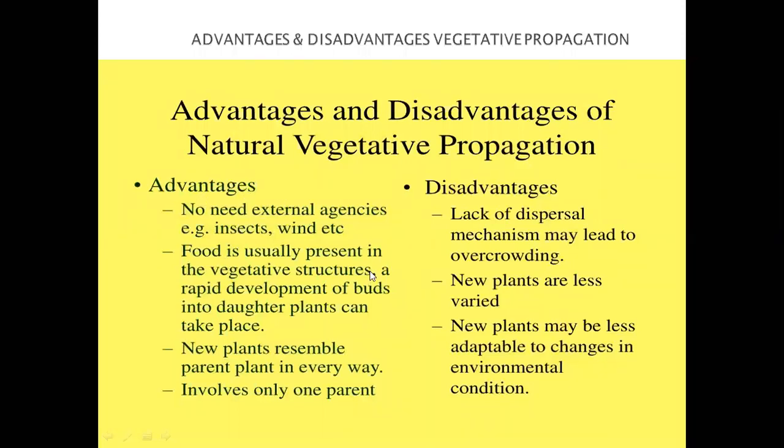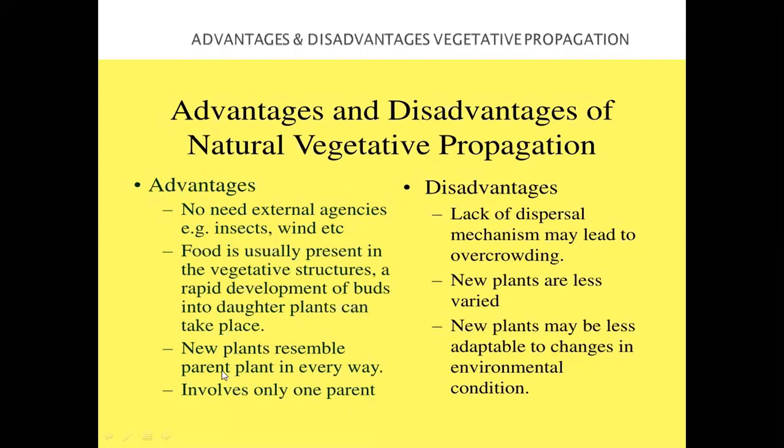Next thing, food is usually present in vegetative structures. Yes, whenever we discuss corms, they also contain the storage food. Bulb was also having the food. Same, it means that in the vegetative structures, a rapid development of buds into daughter plants can take place. So food is always present here, and a bud can change into a daughter plant.